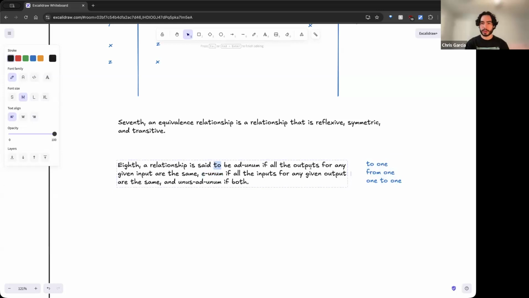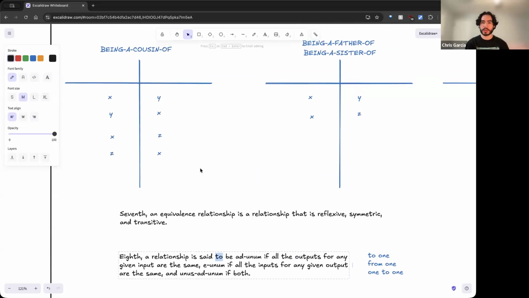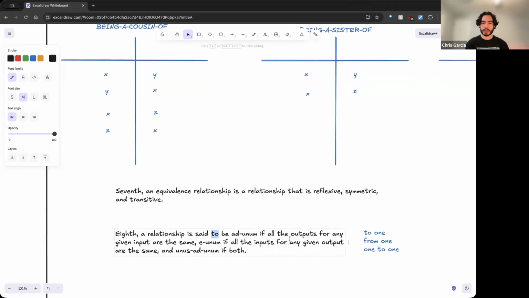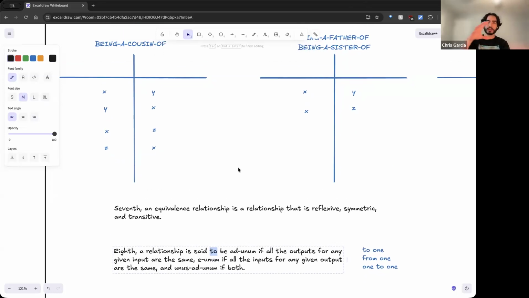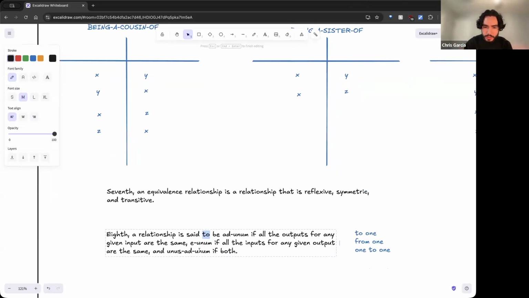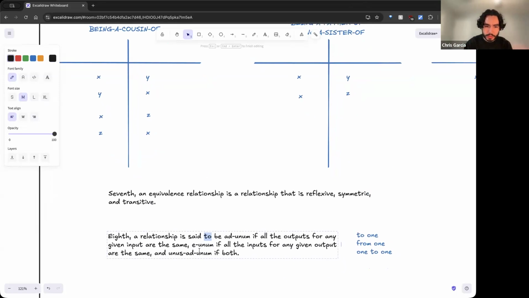And so, like we said before, if all the outputs for any given input are the same, so if every output of the range is the same, then I kind of imagine this, if you've seen it drawn before. So it'd be to-one if all outputs for any given input are the same. If everything in the range is the same, and then you have the flip, which is from-one if all the inputs for any given output are the same. And then one-to-one if it's both.